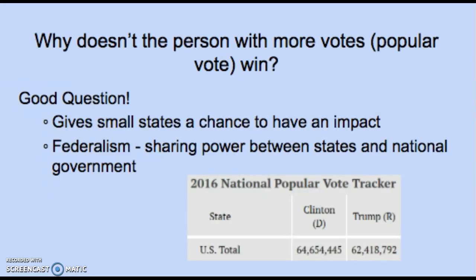So why doesn't the person with more votes just win, right? The popular vote. If we look here at our little table, we see that Clinton actually won the popular vote by about 2 million votes. That's a lot of votes to win by. So why didn't she just win president? Well, that is a good question.